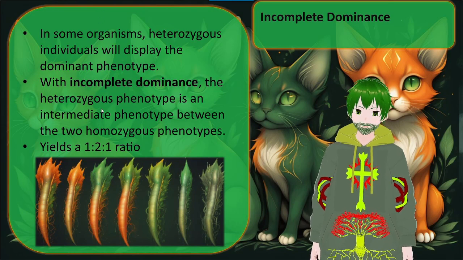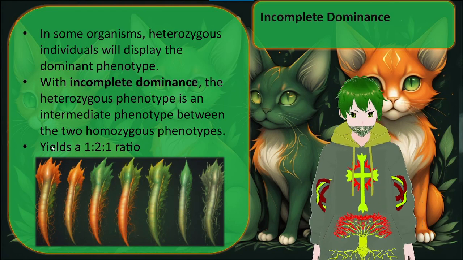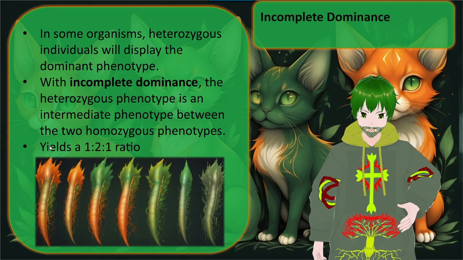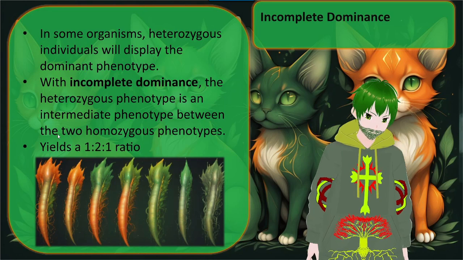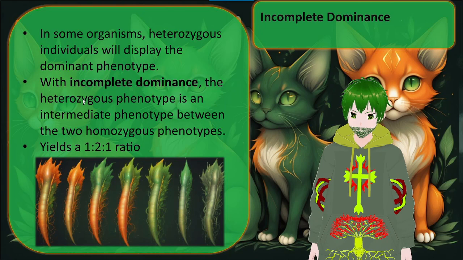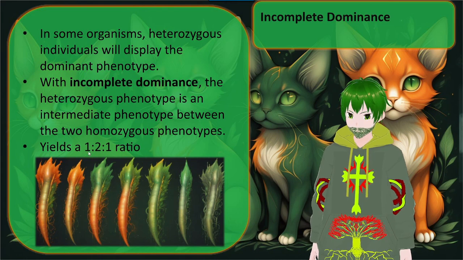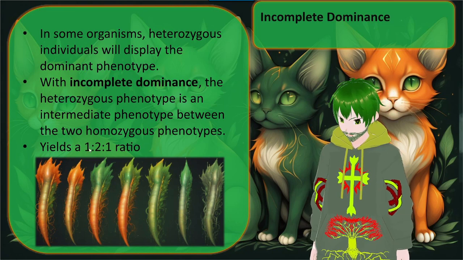All right, so let's begin with incomplete dominance. Incomplete dominance is kind of what it sounds like. It's where you have a dominant allele and a recessive allele, but the dominant allele isn't fully dominant. Okay, and so if I took two heterozygotes and I crossed them, I would get a 1 to 2 to 1 ratio where 1, or roughly 25%, is going to be the dominant color.